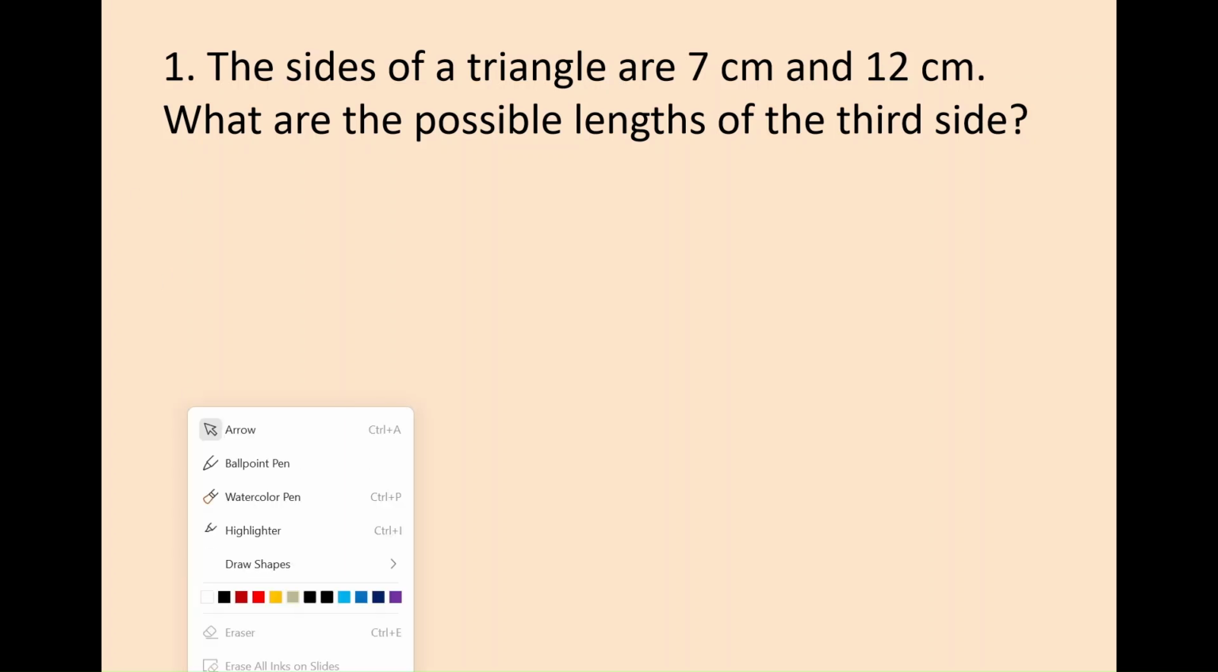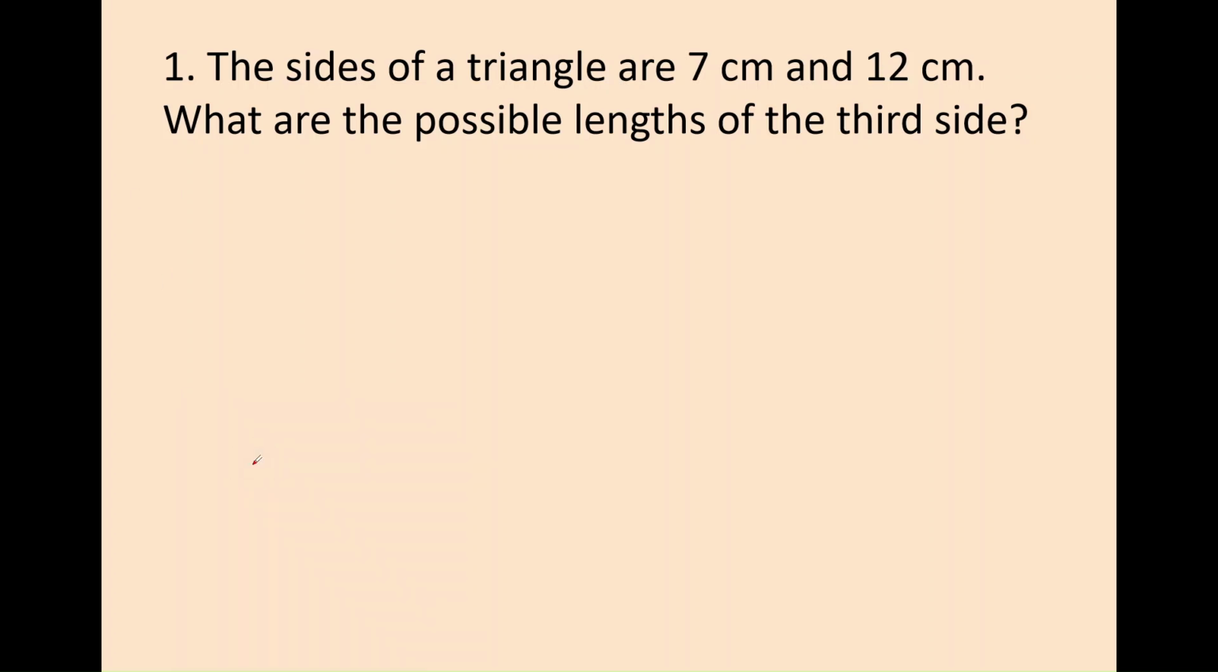Okay, so this is based on the triangle inequality property, where you have three sides, AB, BC and AC, suppose. And the property says that the sum of any two sides will always be greater than the third side. Similarly, you take BC plus AC, it will be greater than AB. And if you take AC plus AB, it will be greater than BC.